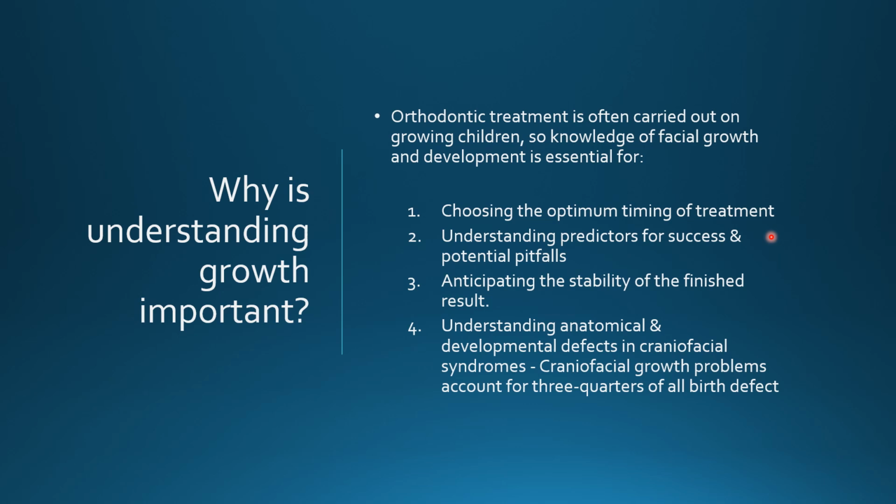It also matters because when we understand how growth happens, we can understand the predictors for success in our treatment and any potential pitfalls. We can anticipate the stability of our finished results. We can also choose the timing of certain treatments. When do we do orthognathic surgery with orthodontics, when not? There are also modalities of treatment where we as orthodontists can modify growth favorably to enhance or decrease a certain malocclusion. We also need to understand the anatomical and developmental defects in craniofacial syndromes because these patients most times need dental care and orthodontic care.